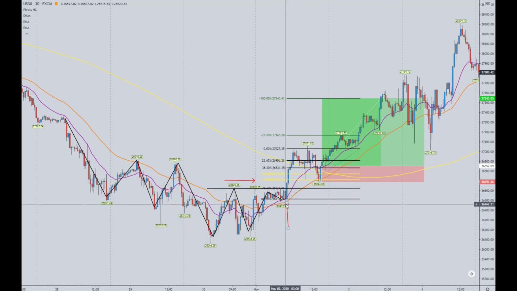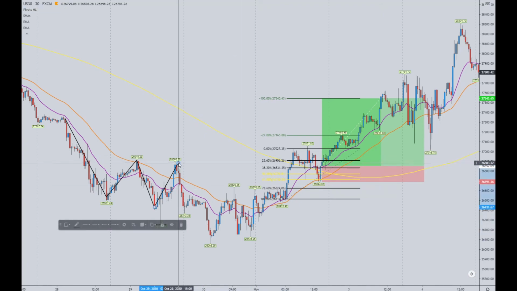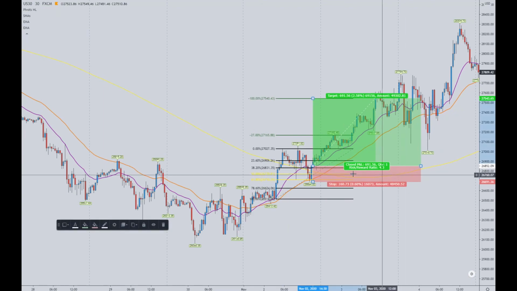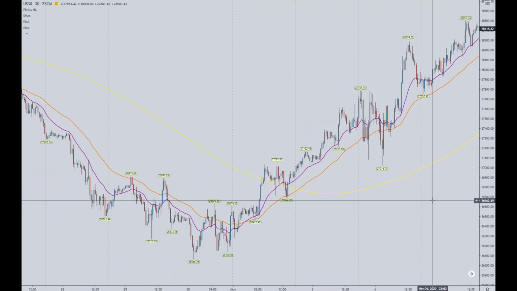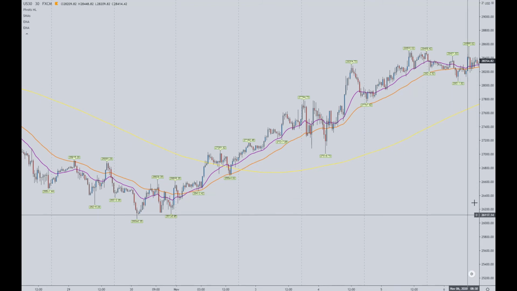And this is the Dow Jones. It's an index for the stock market, so this should show you that it's valid on indexes as well. And I'll give you another example on the Dow Jones, for a trend continuation.